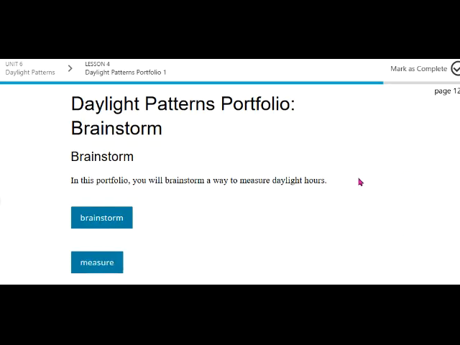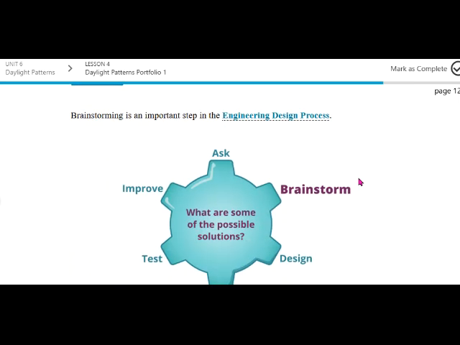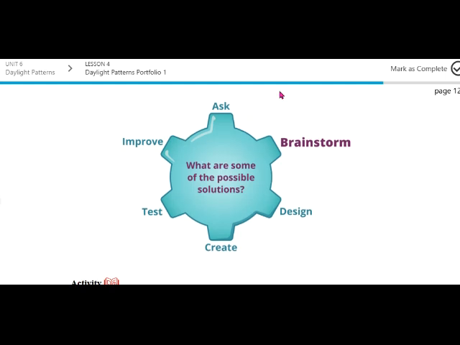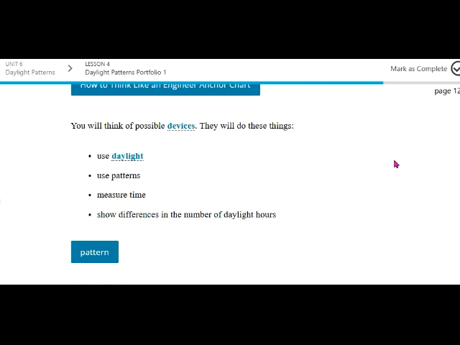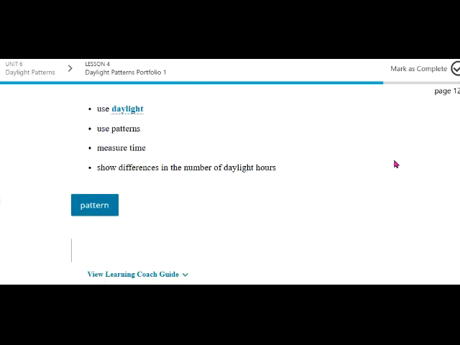In this portfolio, you will brainstorm a way to measure daylight hours. Brainstorming is an important step in the engineering design process. So we already asked questions. Now we're brainstorming what are some of the possible solutions. You will think of possible devices. They will do these things: use daylight, use patterns, measure time, and show differences in the number of daylight hours.